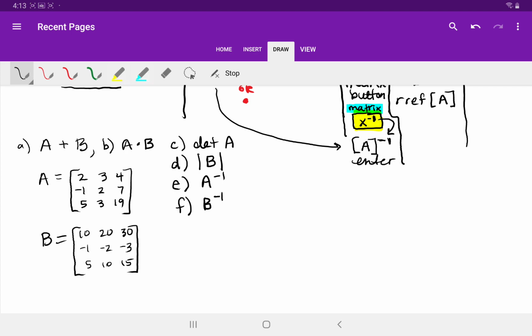Okay. So let me go to my calculator and let's see. It's kind of nice after you've done all the stuff by hand. It's super nice to be able to do things on a calculator.